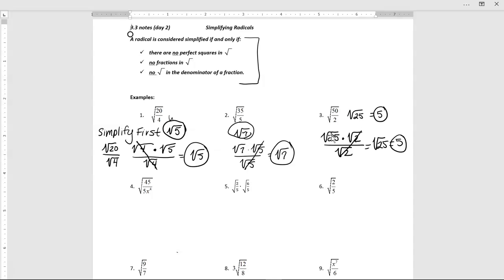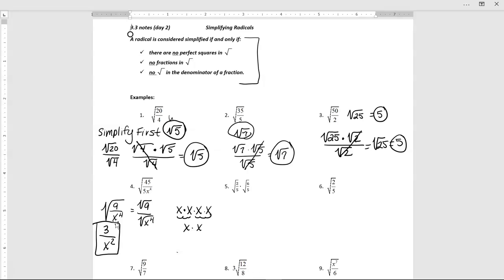Okay? So number 4, I would definitely simplify first. So I'm going to take that 45 divided by 5, which will give us the square root of 9 over x to the 4th. So then we have the square root of 9 over the square root of x to the 4th. Remember, we're looking for pairs. So x to the 4th looks like that. And we have 2 pairs. So you're going to take 1 for every pair. So we are left with x squared on the denominator. The square root of x to the 4th is x squared. And the square root of 9 is 3. So we are left with 3 over x squared.